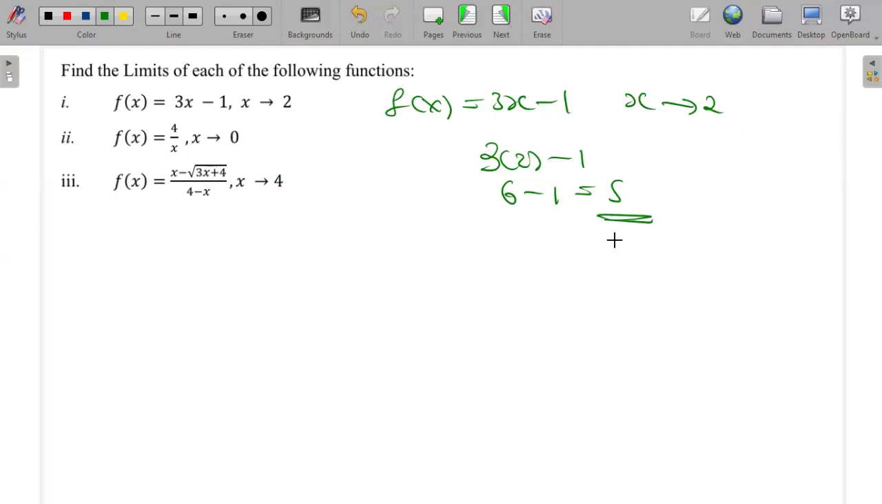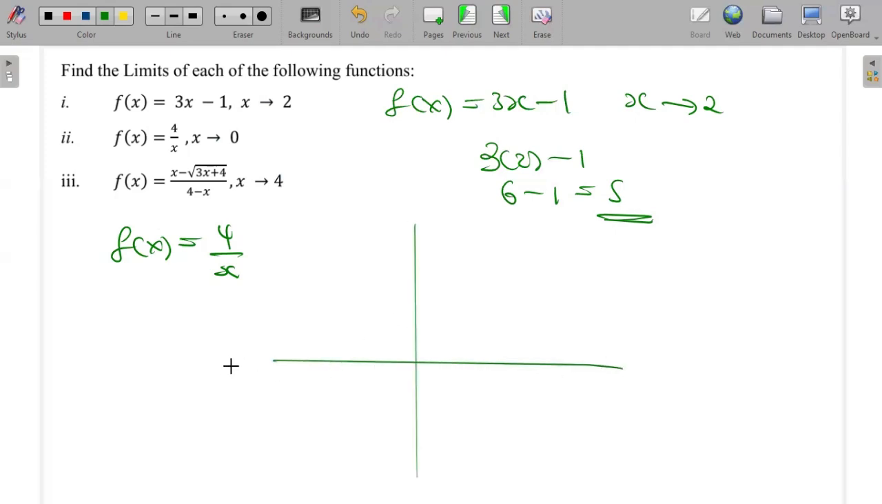Then next we have f of x equal to 4 over x. So what is this limit going to be? For this one, I'm going to sketch, because here we're approaching 0. So here you can't put 0 down because we don't want the denominator to be 0. So first of all, let us sketch and see a representation of this.